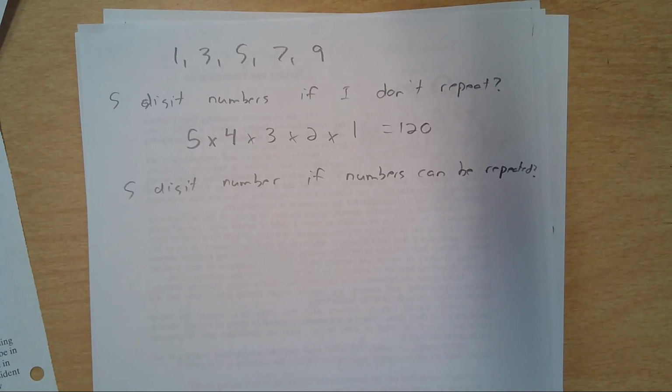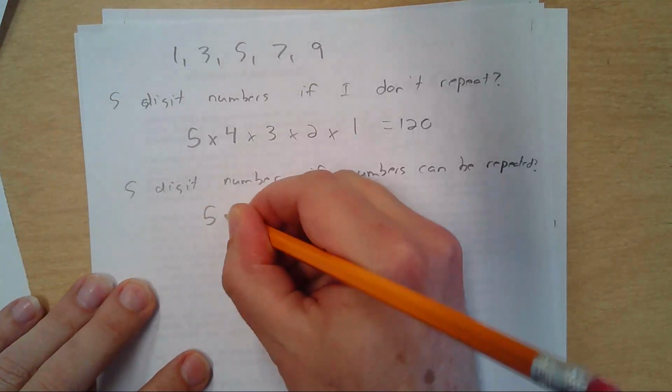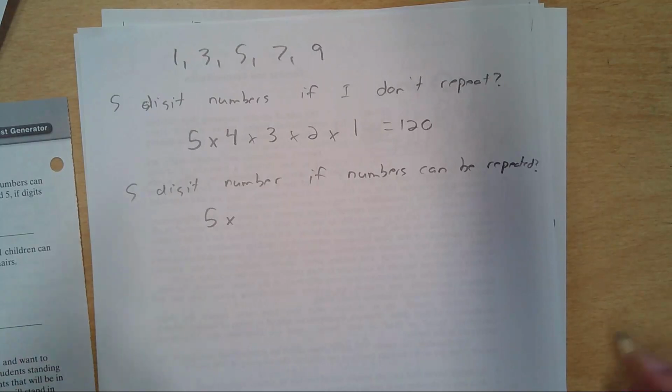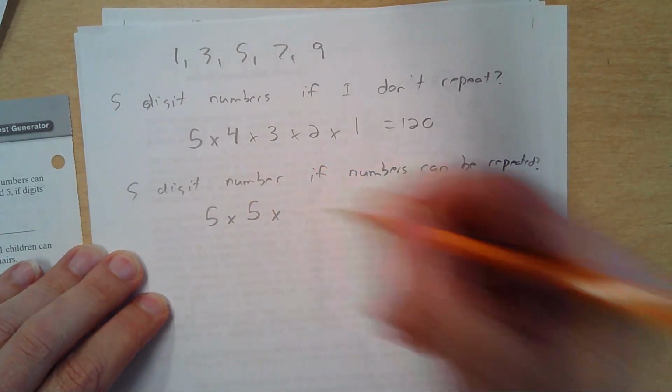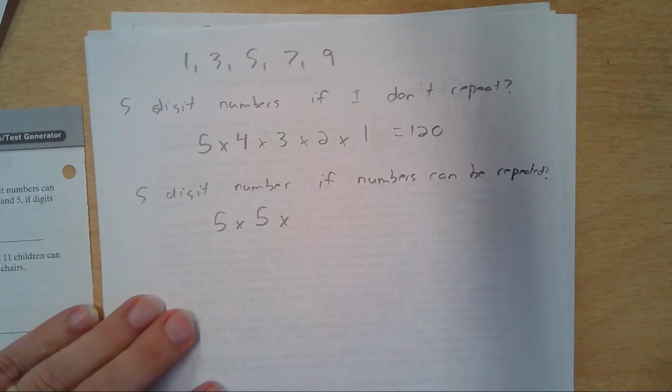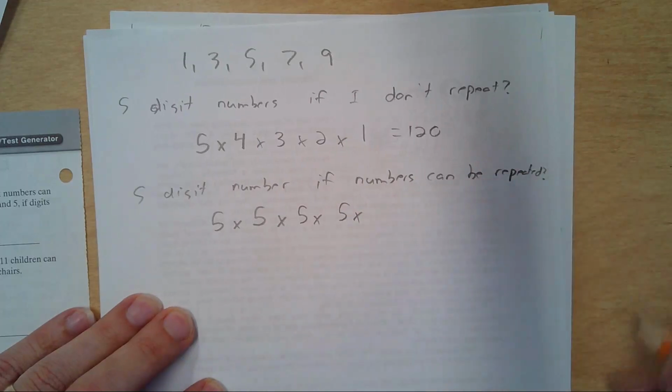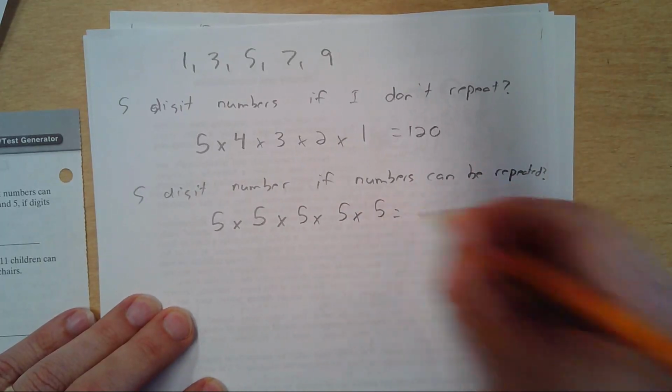3,125. Yes, that's the correct answer. How did you get that? 5 times 5 times 5 times 5. But think about it. The first digit, how many choices of numbers do I have? 5. The second digit, how many choices of numbers do I have? 5, because I can repeat the numbers. The third digit, how many choices do I have? 5. And then the fourth digit, 5. And then finally the last digit, 5.